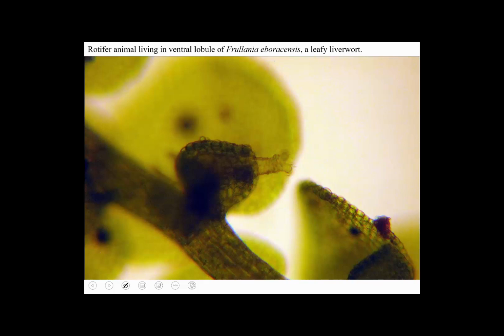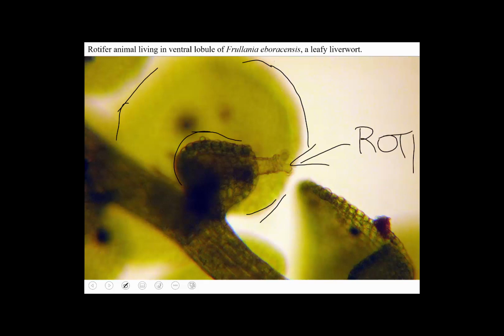So this is the undersurface of one of those Frullania liverworts. This barely in focus is one of the upper leaves, and this is the... Oh, I'm mistaken. This is not a lower leaf. This is actually a lobe of the upper leaf. The lower leaves are present, but not shown in this picture. These leaves are deeply lobed, and the lower lobe is shaped like a flask. And in this particular instance, there's a rotifer. I'll label it R-O-T-I. Ran out of space.